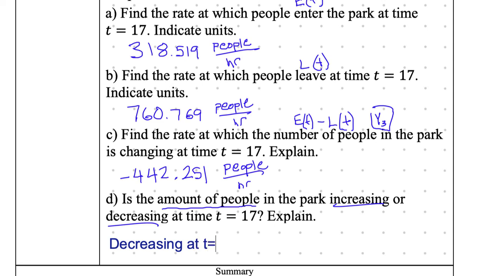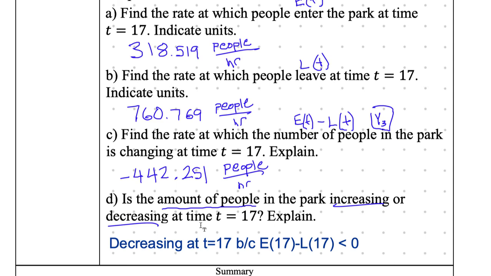We can say decreasing at t equals 17, and our rationale is, because we can't say y3, they don't know what that means, so you have to say E of t minus L of t is less than 0. Should you say E of 17 and L of 17, because it's at a specific point? You are 100% correct. We should be way more specific. We should say E of 17 minus L of 17. We might actually lose a point if I said E of t minus L of t. But could you also do E of t minus L of t is less than 0 at t equals 17?